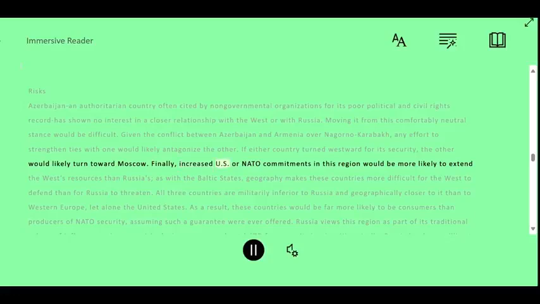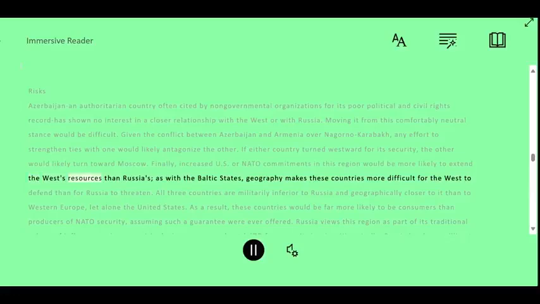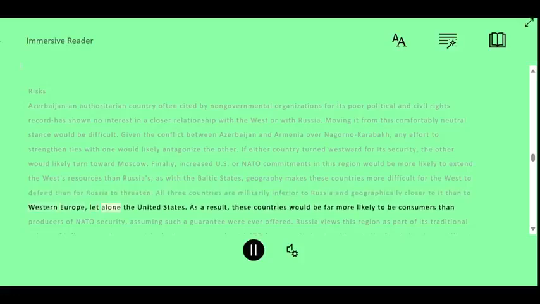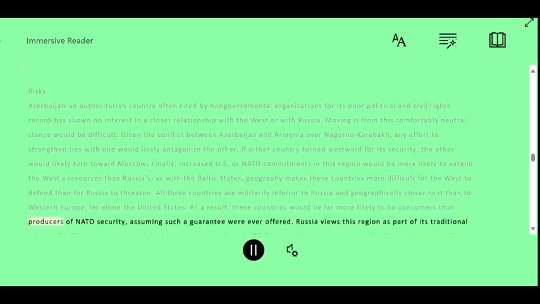Finally, increased US or NATO commitment in this region would be more likely to extend the West's resources than Russia's. As with the Baltic states, geography makes these countries more difficult for the West to defend than for Russia to threaten. All three countries are militarily inferior to Russia and geographically closer to it than to Western Europe, let alone the United States. As a result, these countries would be far more likely to be consumers than producers of NATO security, assuming such a guarantee were ever offered.